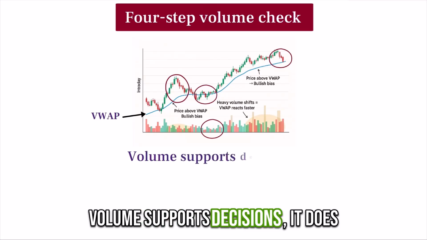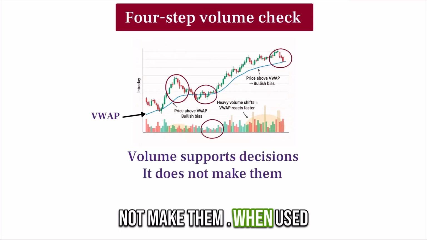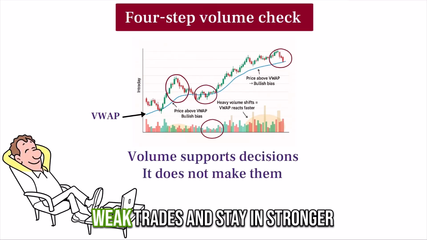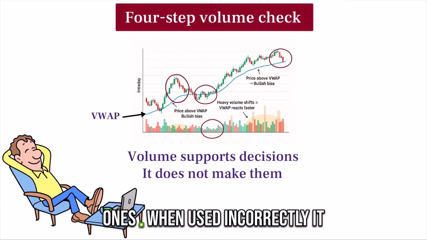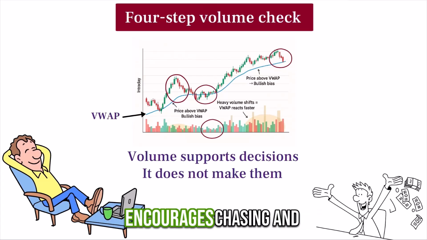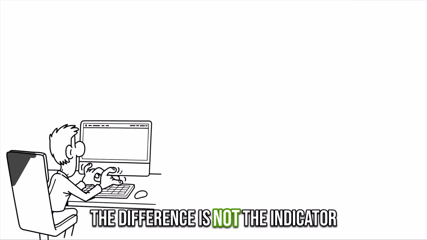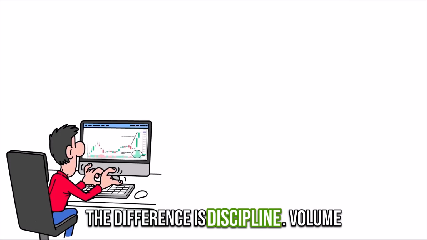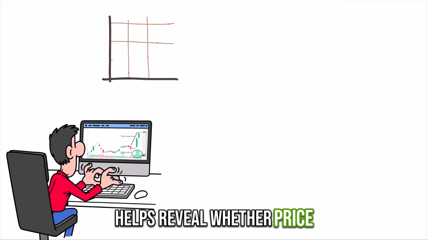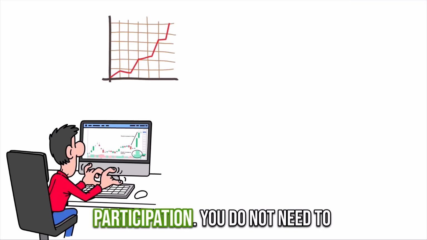Volume supports decisions. It does not make them. When used correctly, volume helps you avoid weak trades and stay in stronger ones. When used incorrectly, it encourages chasing and overconfidence. The difference is not the indicator. The difference is discipline. Volume helps reveal whether price movement is supported by real participation.